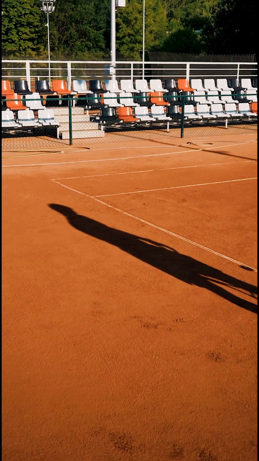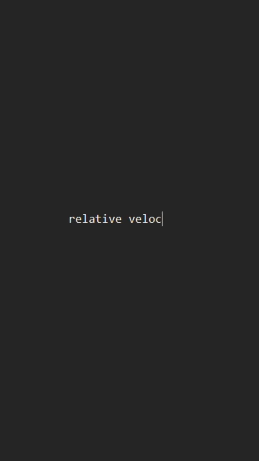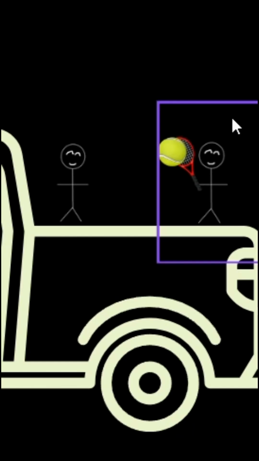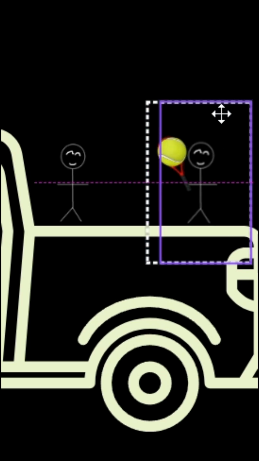Let's break it down. When you smash a tennis ball inside a moving car, the speeds combine because of something called relative velocity. If the ball is hit in the same direction as the car's movement, the total speed equals car speed plus smash speed. So, 30 kilometers per hour, car, plus 50 kilometers per hour, smash, equals 80 kilometers per hour.